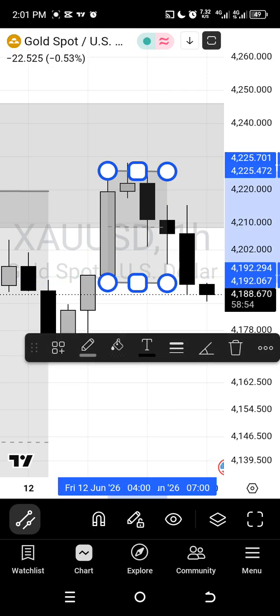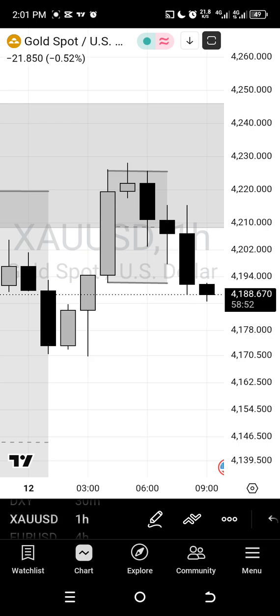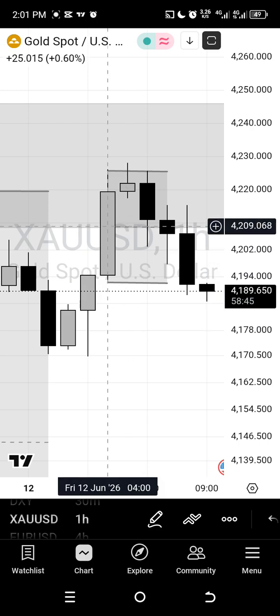This is a scalping strategy, so you guys should be focused, avoid any distraction. This candle was the candle in which I was interested in trading.